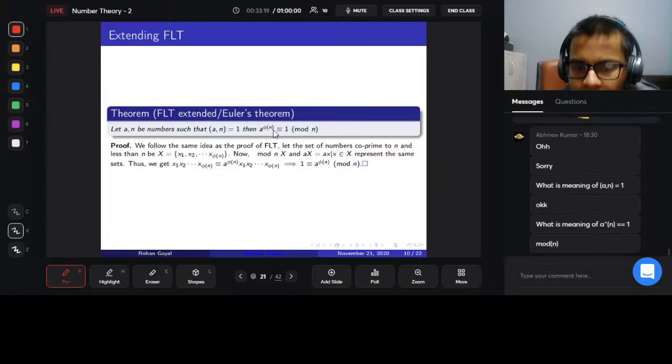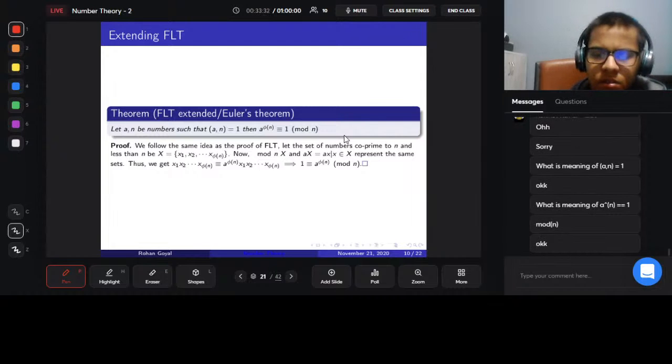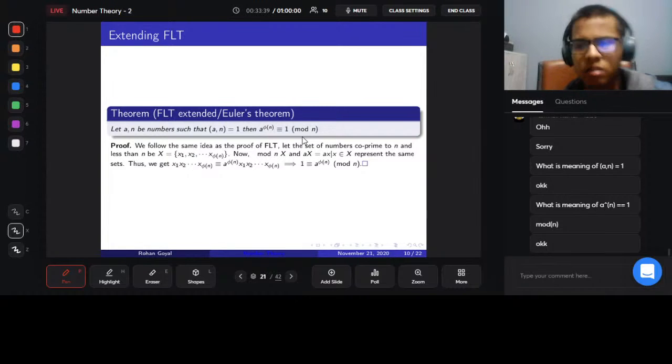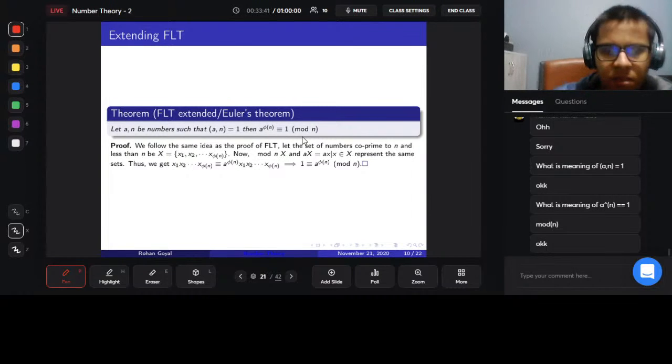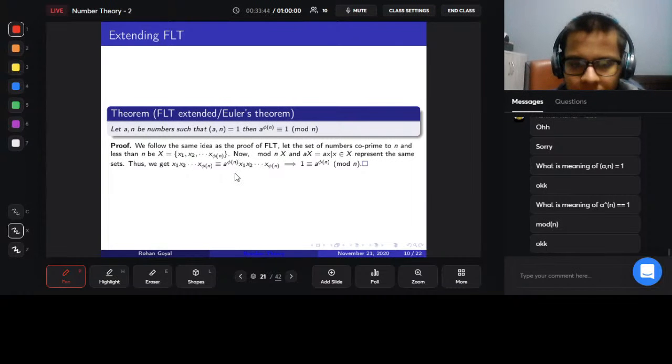That means a to the phi of n minus 1 is divisible by n. That's just basic modular notation. We are assuming familiarity with that. Okay, so did you understand the proof? You just replicated the proof for Fermat's little theorem here.